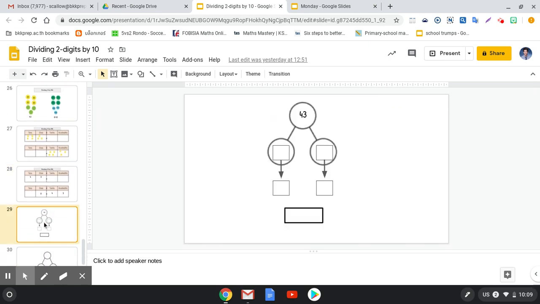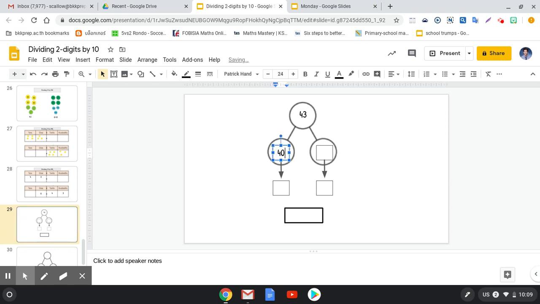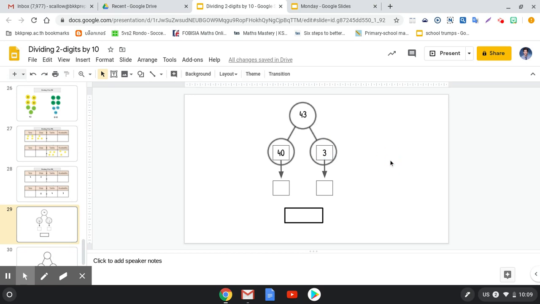I'm going to use a part whole model for this. So I've got 43. Now remember, we have 2 parts that make the whole. So 43 is made out of a 40 and a 3. So what I'm going to do is divide those 2 things by 100.